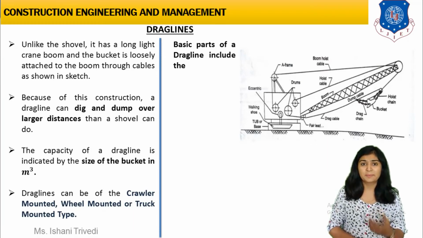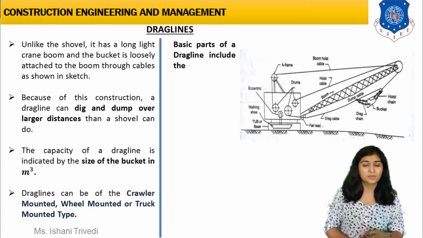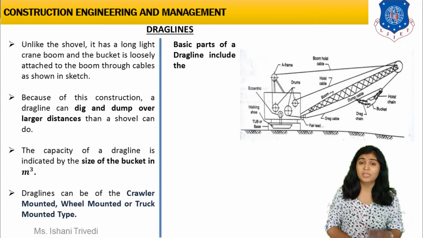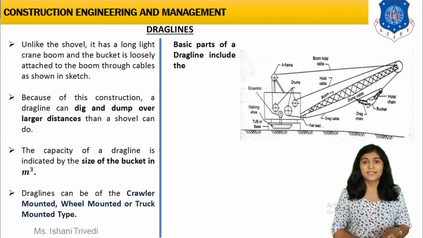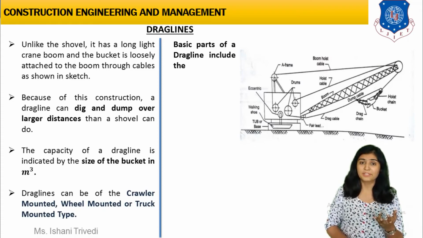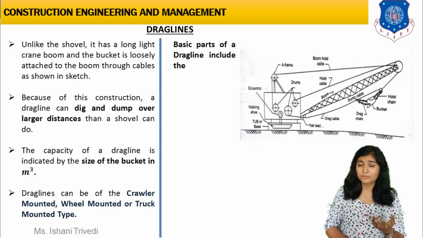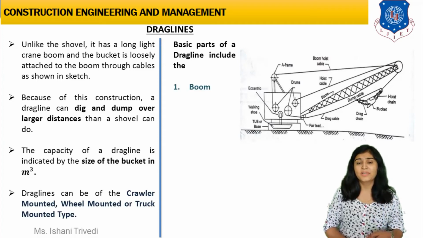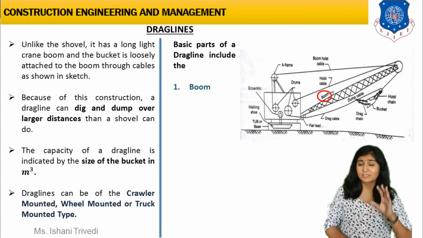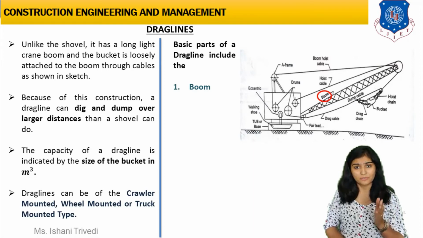Next we have is the capacity. The capacity of the drag line, I said already that it will be depending on the size of the bucket, which will be expressed in terms of meter cube, that is in terms of volume. Next we have is, it can be crawler mounted, it can be wheel mounted, and it can be truck mounted. I think I already told this to you, and I am also going to show you the truck mounted picture. Now first let us discuss about the various parts, basic parts. Just like we did in the power shovel, we are going to discuss about the parts of the drag line.